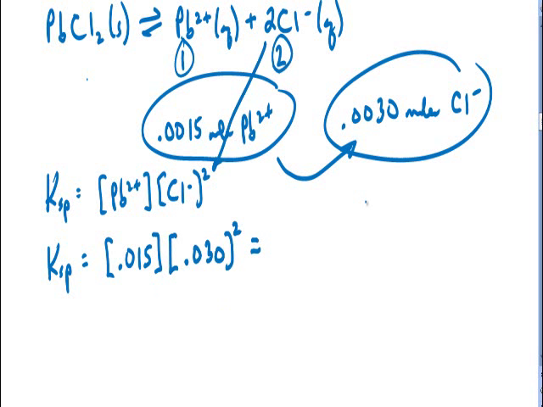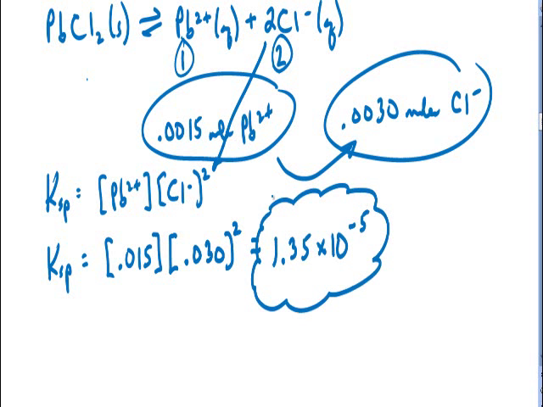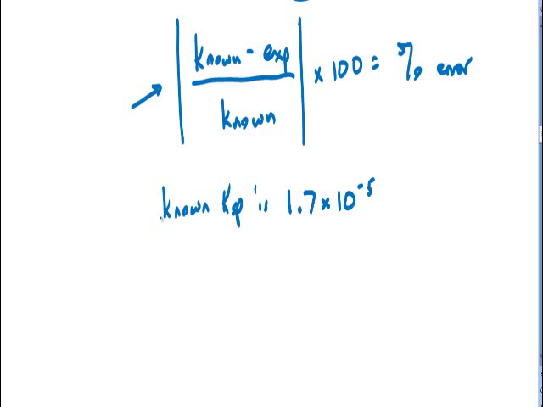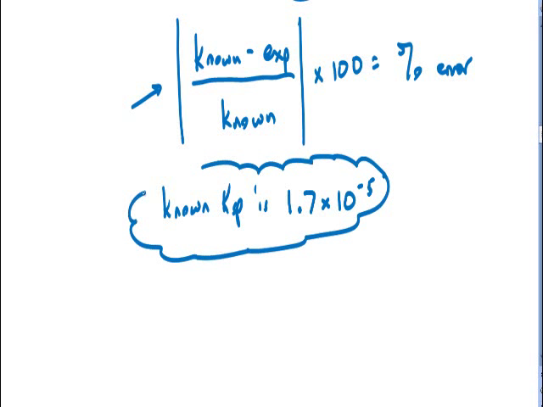This will now allow us to calculate an experimental value for our Ksp value. The experimental value we get for our Ksp is 1.35 times 10 to the negative fifth. This would now let us calculate an experimental error for our lab, where experimental error is the absolute value of the known minus the experimental divided by the known. We can use the known Ksp provided, that's 1.7 times 10 to the negative fifth.